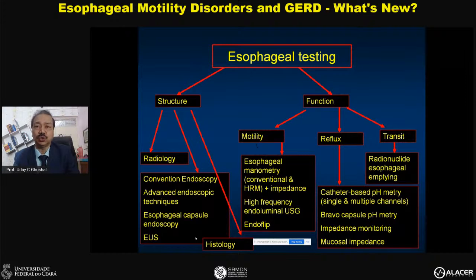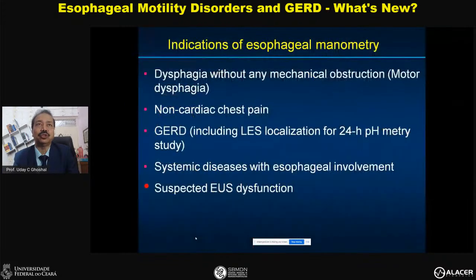When we talk about reflux testing, we refer to catheter-based pH metry, which in the past used to be single channel, but nowadays we hardly ever do single channel. It is a multiple channel pH metry. But more than that, for diagnosis of reflux today, we talk about impedance-pH monitoring. Bravo capsule monitoring was promoted once upon a time, but I don't think this is a very good technology currently because it is expensive and it does not talk about impedance at all. Mucosal impedance is an emerging technology. When we are talking about transit, we refer primarily to radionuclide esophageal emptying, though impedance monitoring itself during manometry can give an idea about transit.